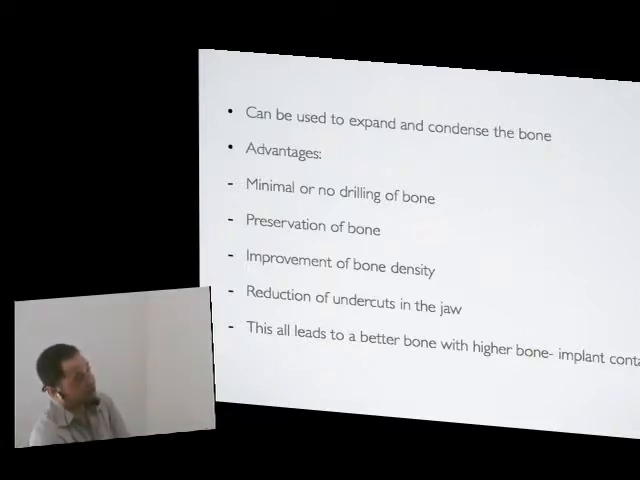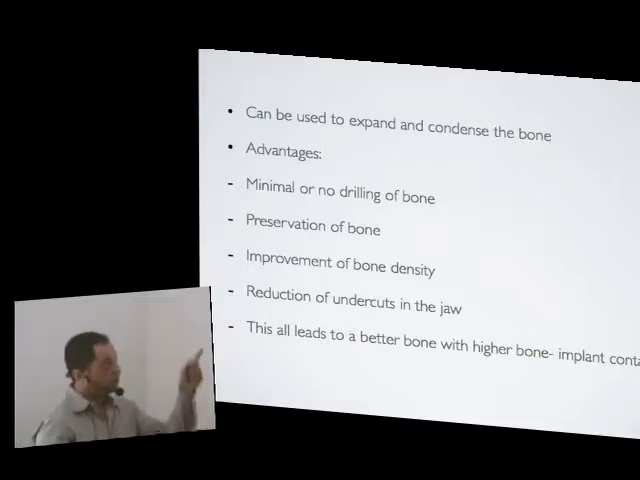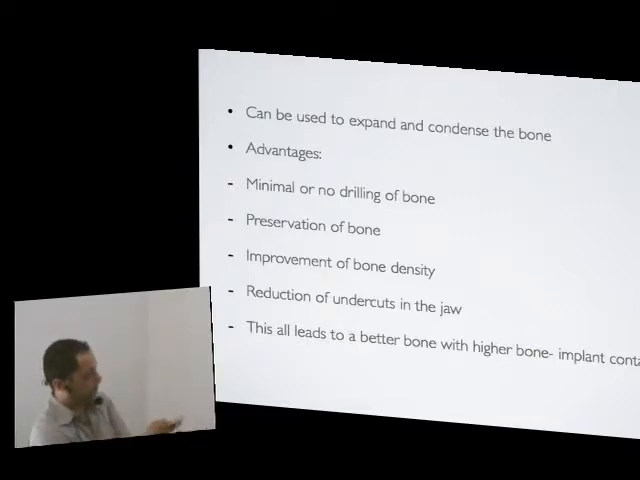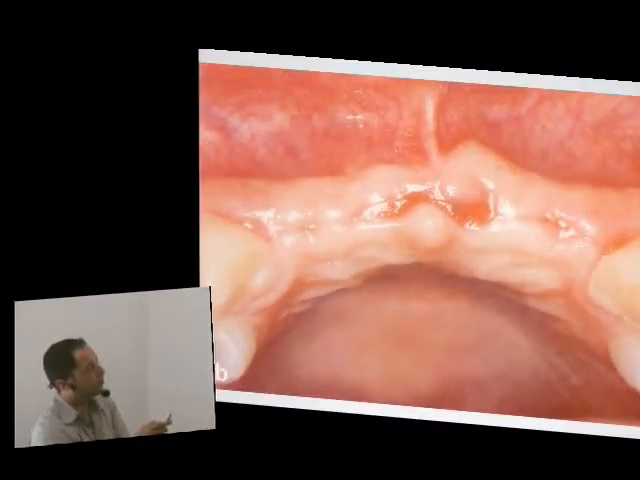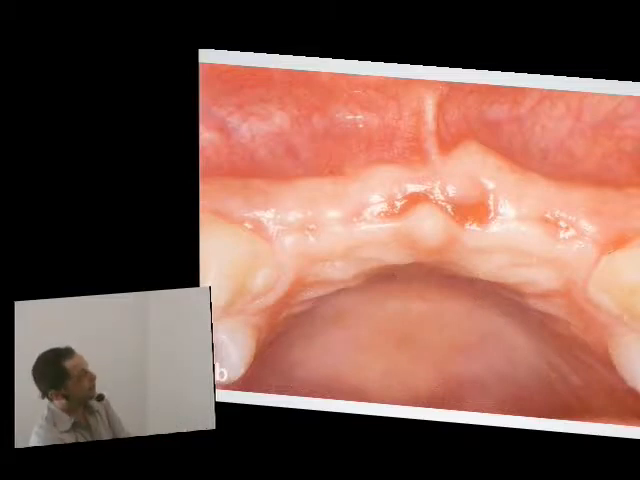We can reduce the undercuts in the jaw. Sometimes in the upper jaw we have an undercut, and if we take a burr we might perforate the undercut. With the osteotomes we can prevent it by expanding it in the undercut. I'll show you later how an undercut looks like. And by all of this we improve the bone implant contact. I'm going to show you now an example of using osteotomes for expanding the alveolar ridge. This is a patient with upper teeth missing, the central ones and the lateral ones. And, well, I'll show you. You can see, compared to this side, we have a little fall of the bone, too little bone here.